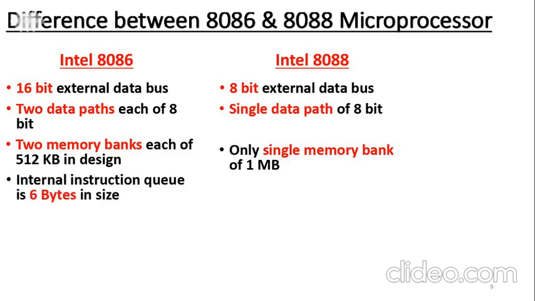Then the next difference here is about the size of queue. In case of 8086 processor, that size of internal instruction queue is 6 bytes. Whereas in case of 8088, size of internal queue that is equal to 4 byte.